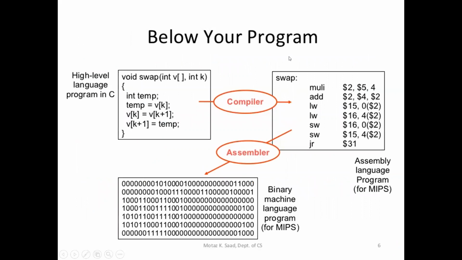This is a sample of the language. You can see on your left the high-level language is C language, and it compiles into binary for the machine language. Okay, 0101.